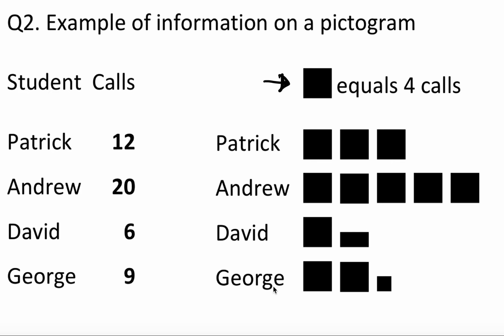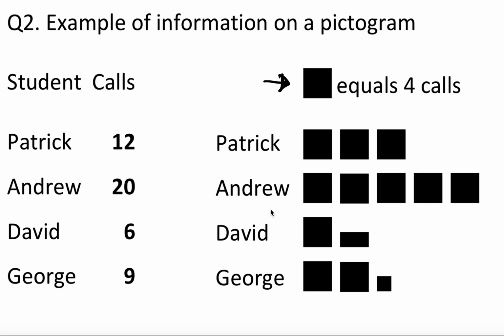And George, I'm listening to George at the moment, listening to the man. He got 9 calls, which is 2.25 cubes. So it's just a visual, and sometimes it's easier for some people to look at and get an idea quite quickly of what's going on with the calls. And we can see that Andrew is looking very popular, and David, he's getting on with his work and not answering his phone too much.